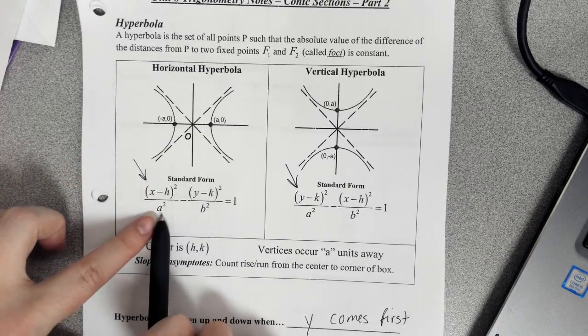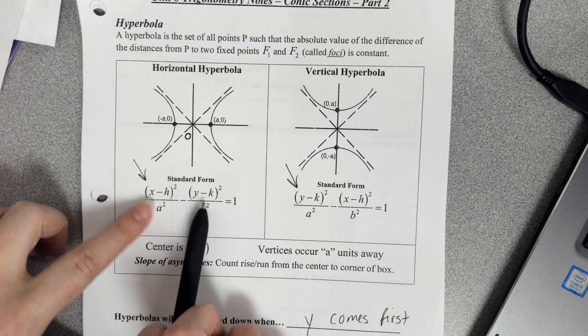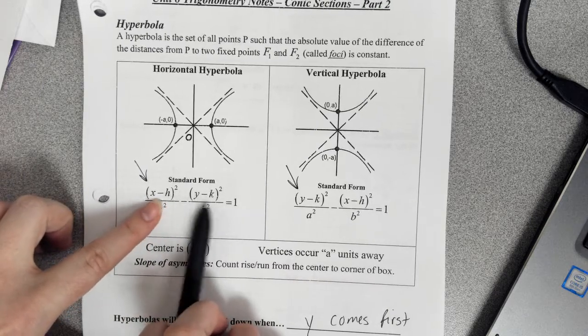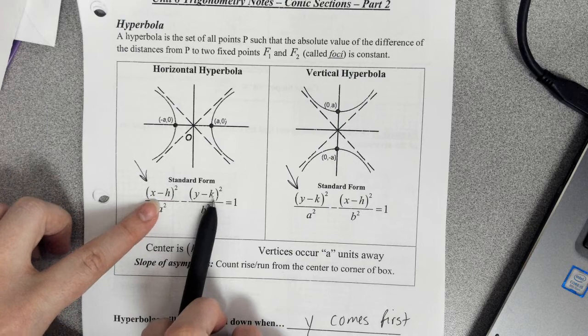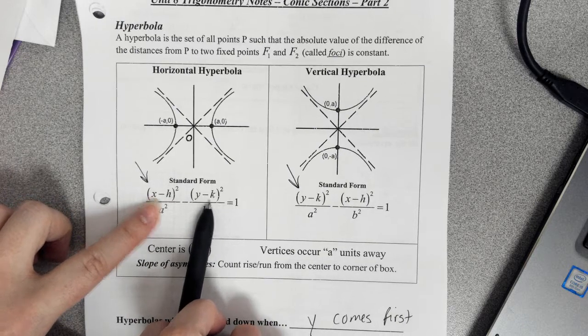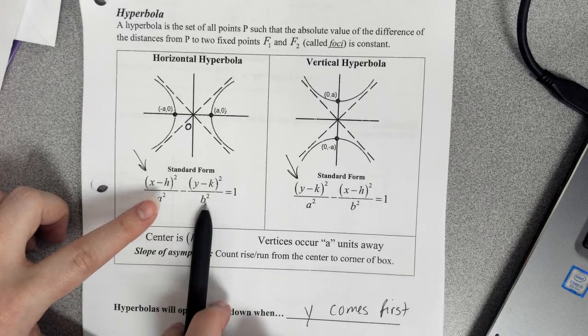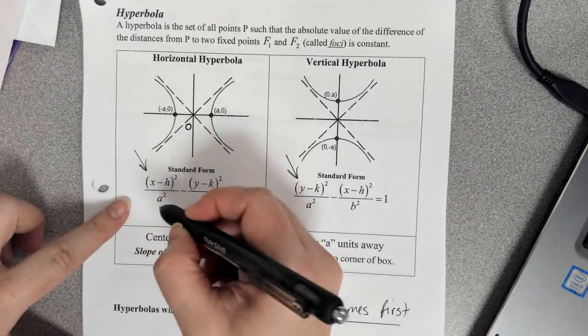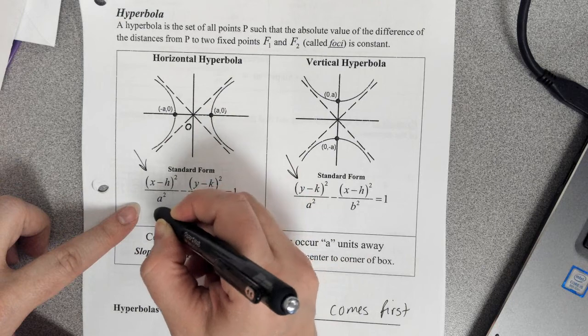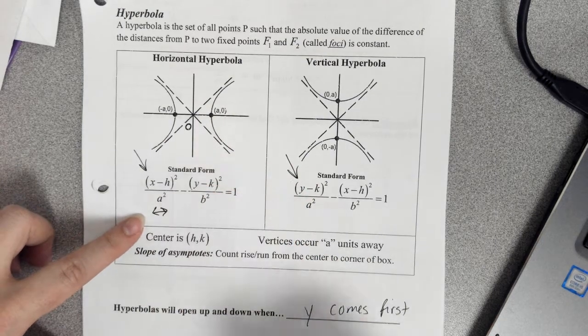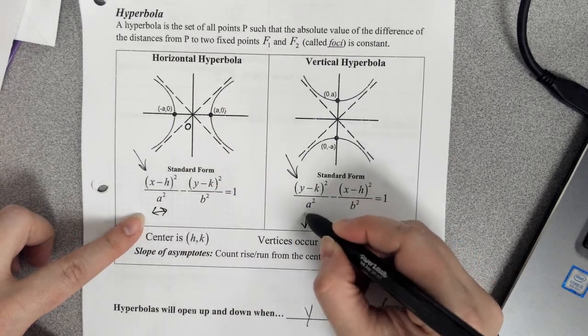Now for graphing, you'll notice here I've got a squared and b squared underneath the quantities y minus k and x minus h squared, just like our ellipse and our circles. This will give us our center of h, k. But the a squared and b squared are a little different here. If a is under x, that's going to be your left and right direction. But if a is under y, that's going to be your up and down.